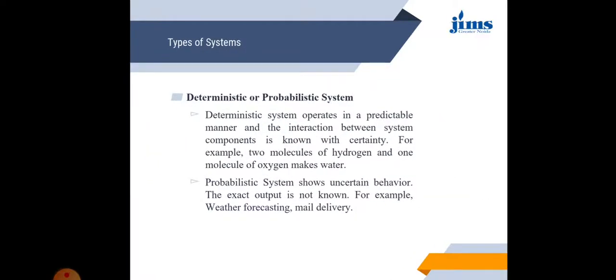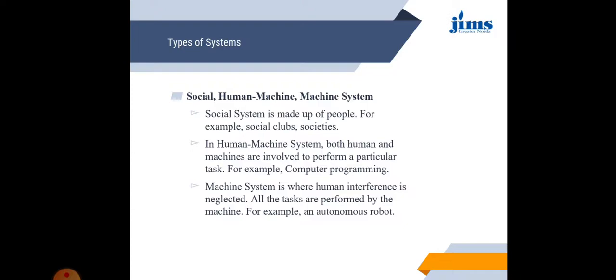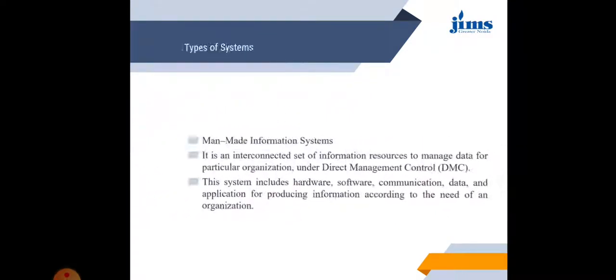Deterministic and probabilistic system. A deterministic system means a system where we have determined what the result is. And in a probabilistic system, we do not know the exact information about the output. Social systems are the social activities like social clubs and societies. Human-machine systems are where both humans and machine interfaces are involved, for example, computer programming. Machine systems are the robots which do not need any interference of a human in the system.